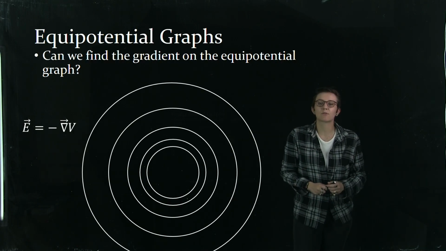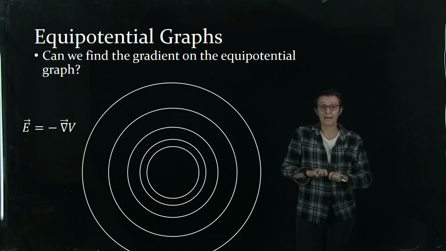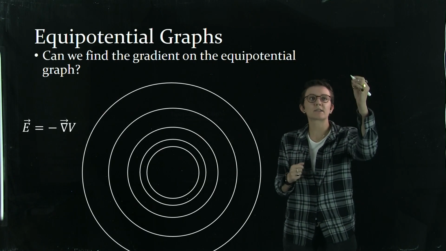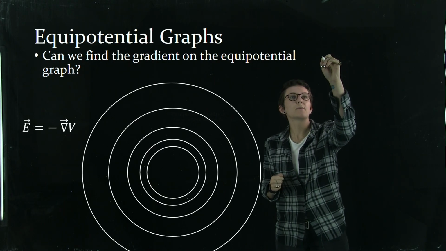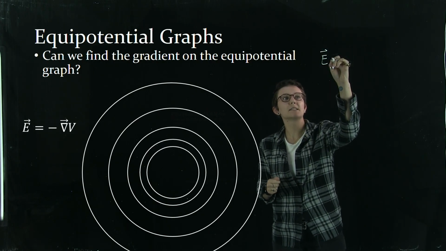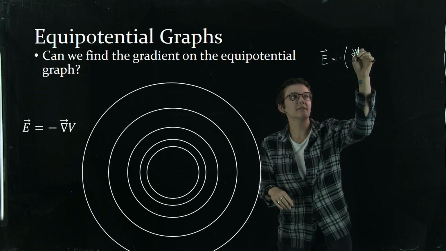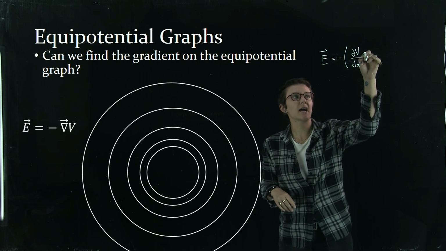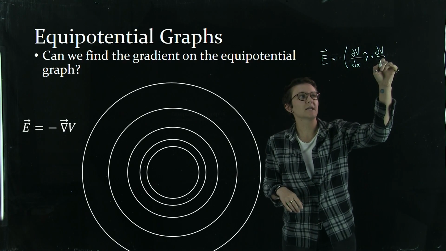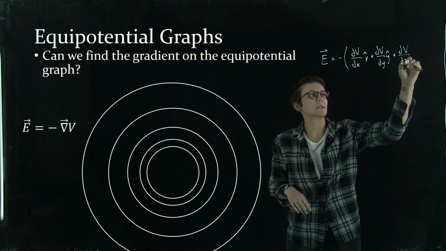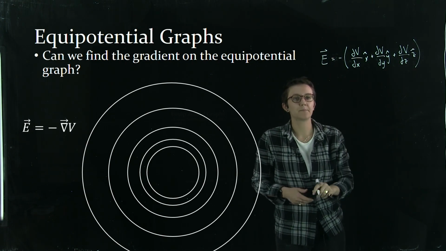One of the things that I can write down here is the gradient in Cartesian coordinates at least. And this electric field will end up saying E is equal to minus, and in Cartesian I would write dV/dx x-hat plus dV/dy y-hat plus dV/dz z-hat.